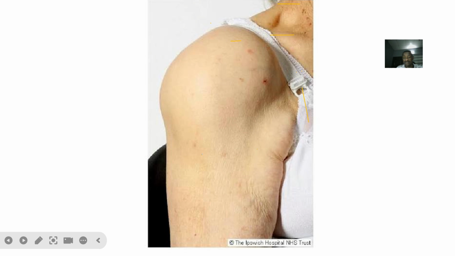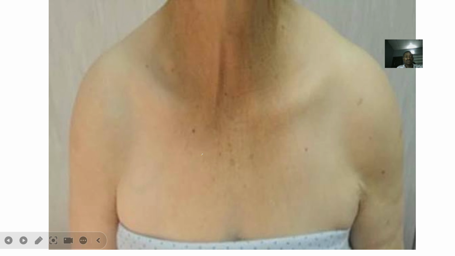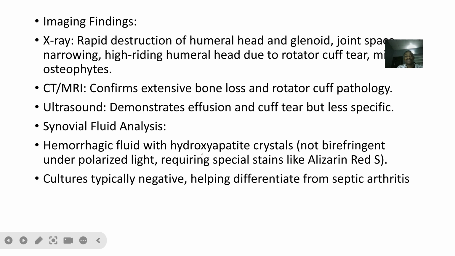So imaging findings. When you do an imaging for the Milwaukee shoulder syndrome, what are you possibly to see? Okay, you see things like destruction of the humeral head and the glenoid. Okay, and joint space narrowing and what, high riding humeral head due to rotator cuff tears. So the CT scans and the MRI confirm extensive bone loss and also rotator cuff pathology. Ultrasound will demonstrate effusion and cuff tear, but it's less specific.